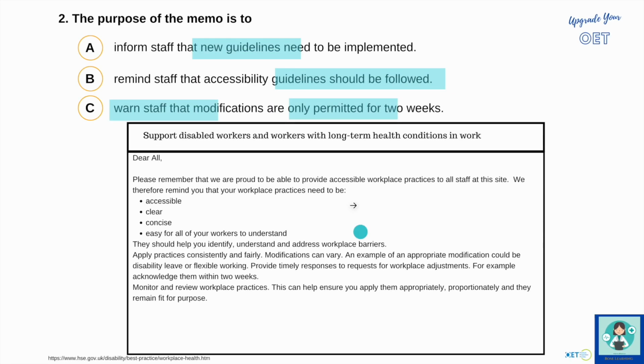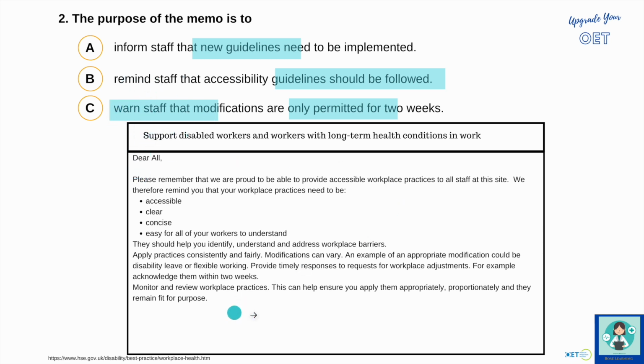Number two, this time we have a memo, and what's the purpose of the memo? So is it to inform, remind, or warn? So we've got three different ideas here. Inform about new guidelines, remind them about existing guidelines, or warn them that there are some modifications which are only permitted for 2 weeks. So again, we have two which are opposite, so new and old, or something about a warning.